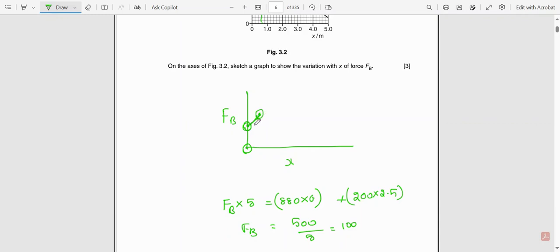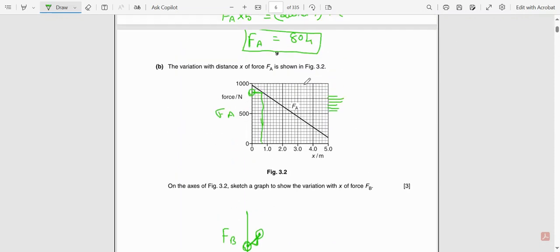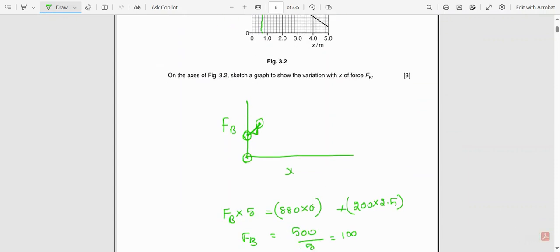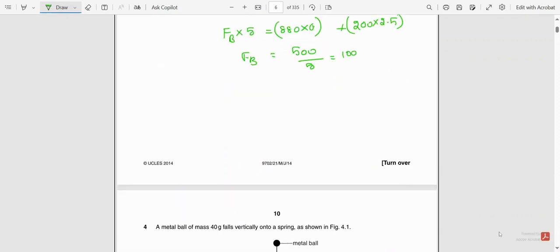So what are we getting? We are getting a straight line with a positive slope. That's all. But in the case of FA, we are getting a straight line with a negative slope. So here the slope will be negative, here the slope will be positive. So FA and FB both have opposite behavior. That's what I got from that question. You also please enjoy that one. Thank you.